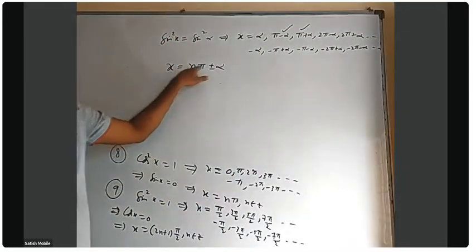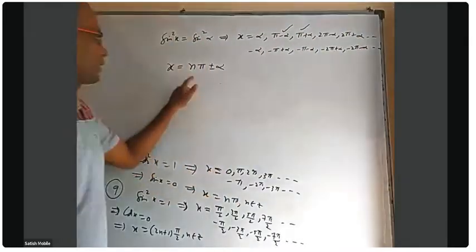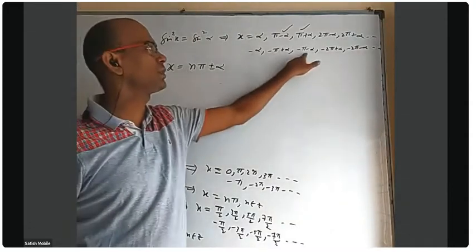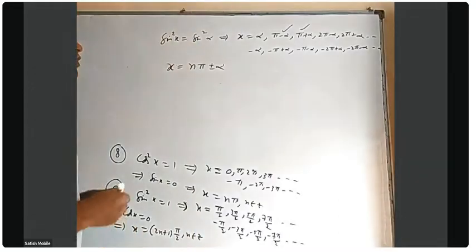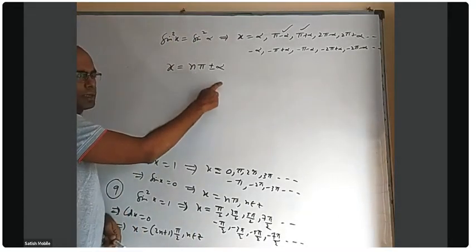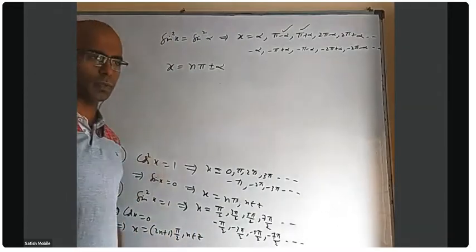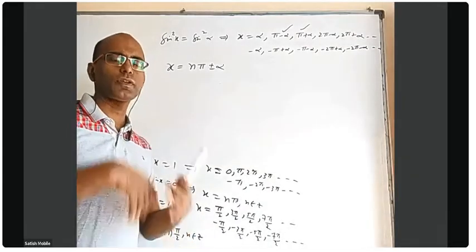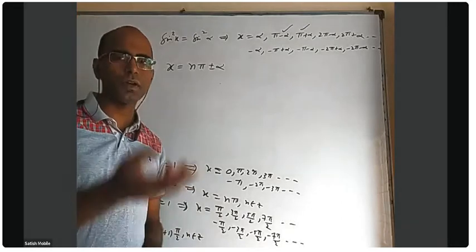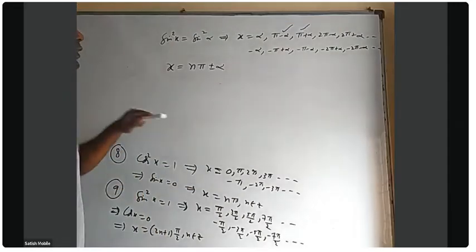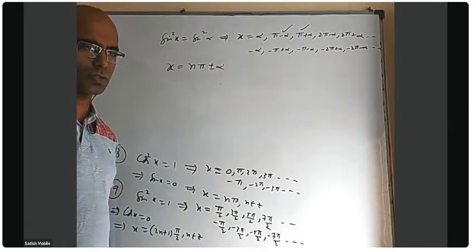If you take n equal to 2, these two will be covered. When you take n equal to minus 1, these two will be covered. When you take n equal to minus 2, this will be covered. Basically, for any multiple of pi, whether you take plus alpha or minus alpha, sine is going to become either plus sin alpha or minus sin alpha. The square will take care of the minus also.